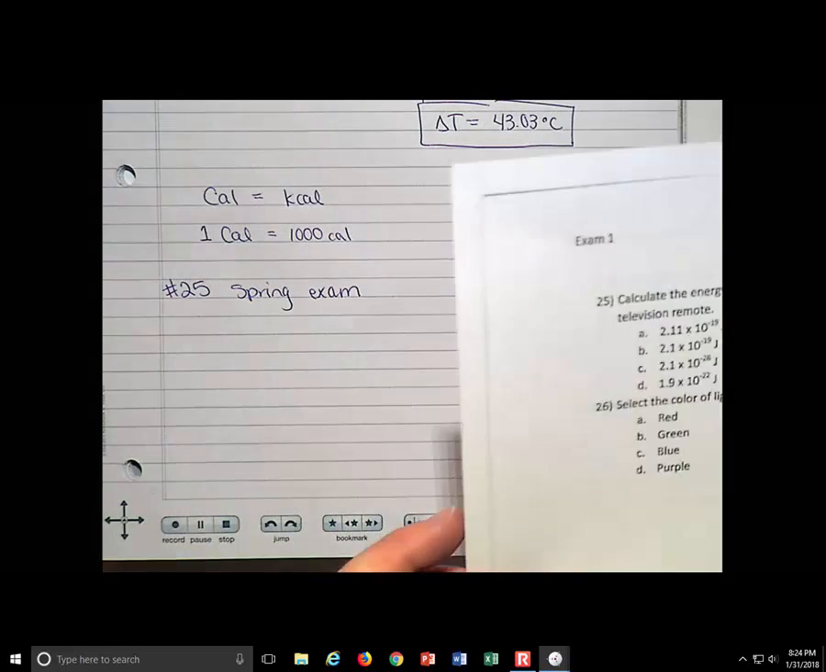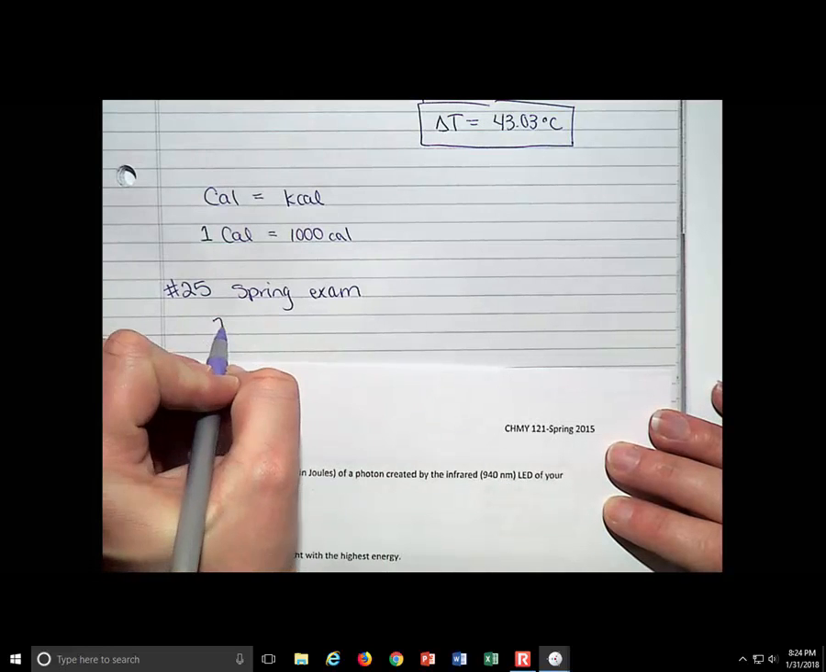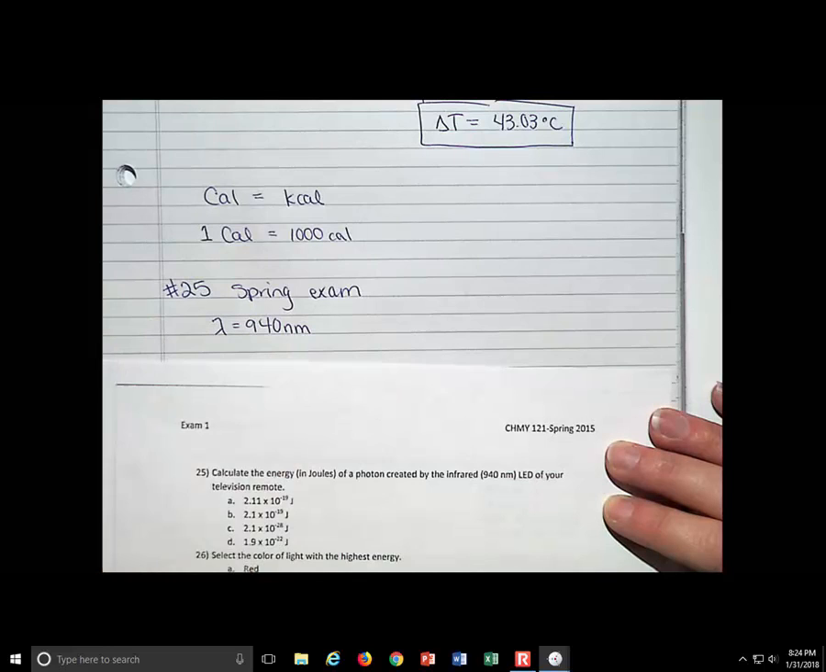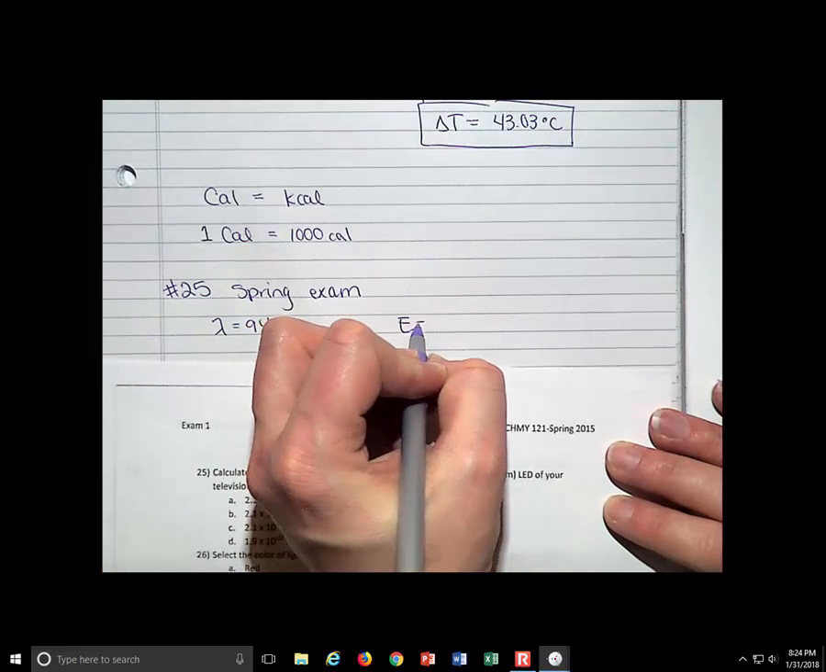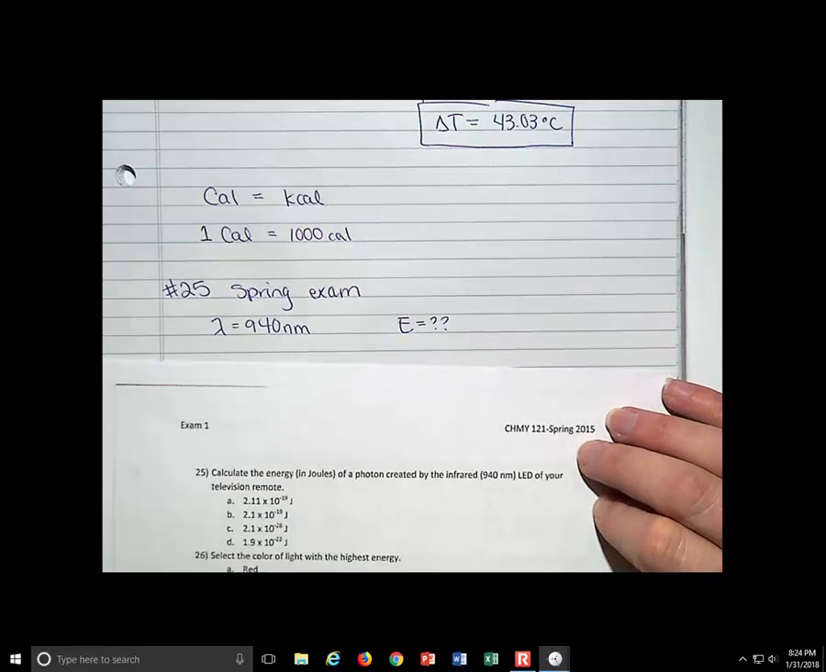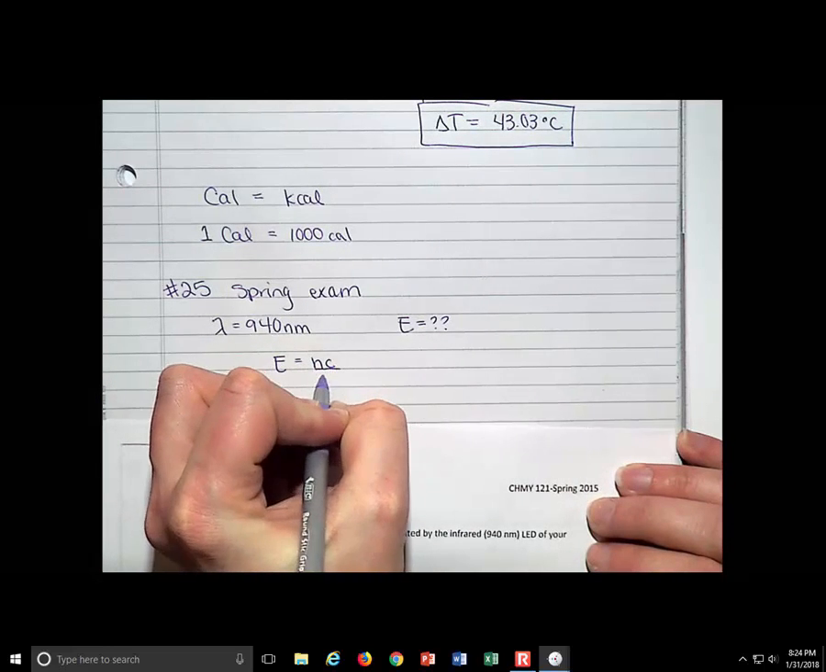Calculate the energy in joules of a photon created by the infrared LED of your television remote. So we're given the wavelength, and we want to find energy. You guys will not be given the energy equation, so you'll want to make sure to have on your note card that E equals hc over lambda.